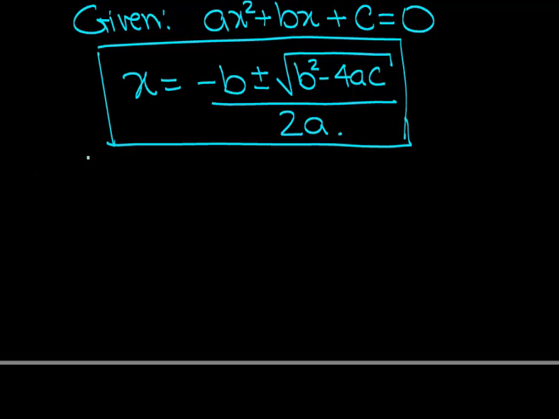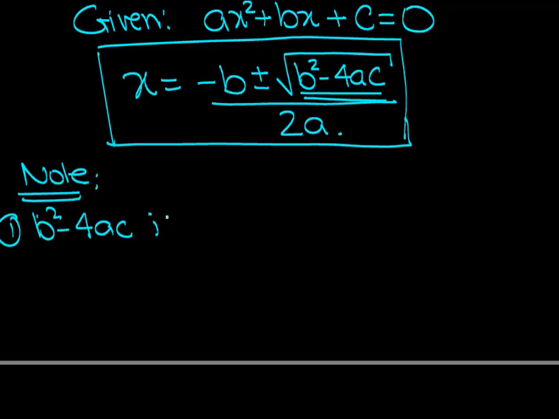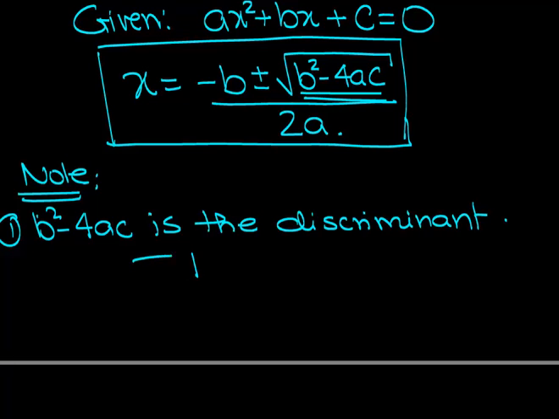Okay, alright, let's take a look at an example. I'm just going to do one example. But before I do that, just something to note. This thing, we've seen this before, correct? So let's just point it out. Note that b squared minus 4ac is the discriminant. We've talked about that before, so let's just call it d, which is b squared minus 4ac. That's where that came from earlier.